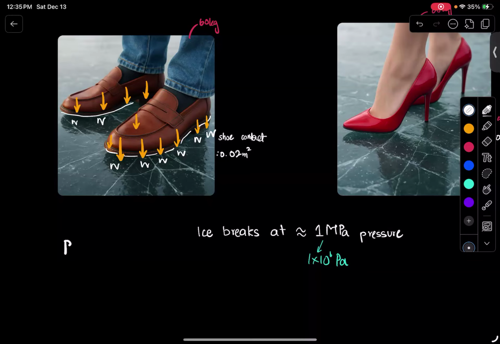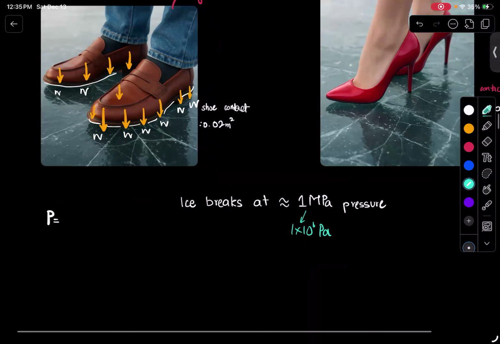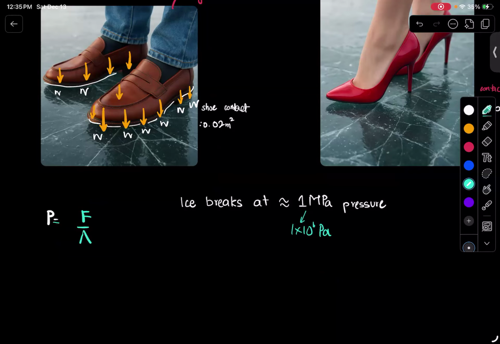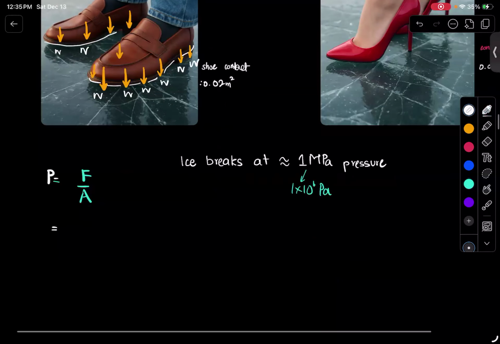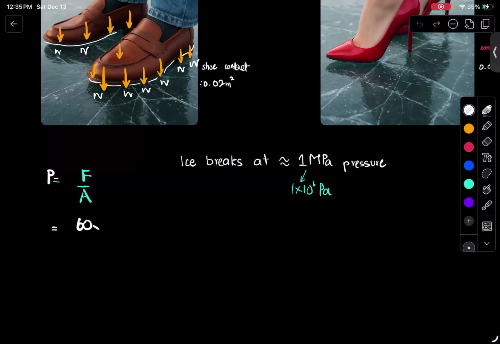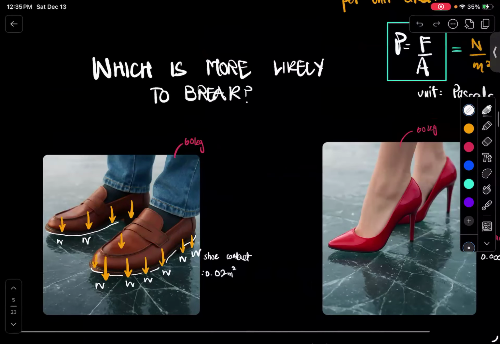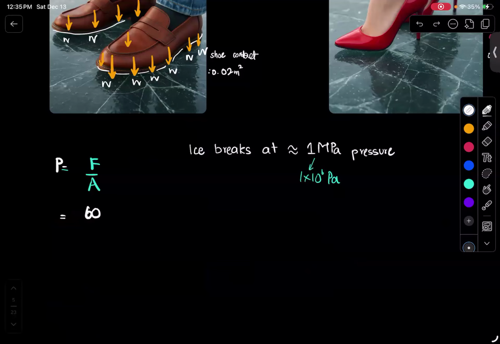Now, can you calculate how much force is being applied per unit area? Let's check. What is your weight? Let's say 60 kg, right? So 60 times 9.81, force over area. How much force are you applying onto the ground? That is 60 times, no wait, we've got the mass. So it's mg, right? So m is 60 and g is 9.81.